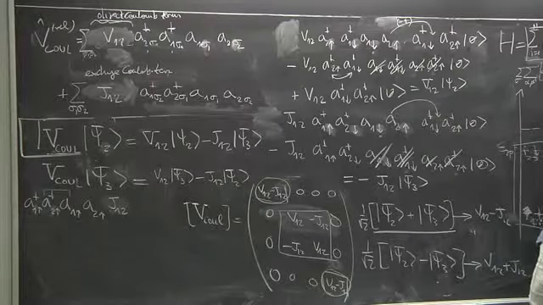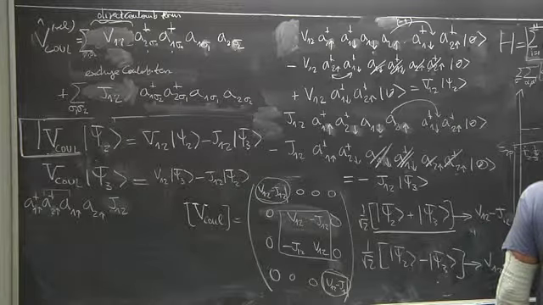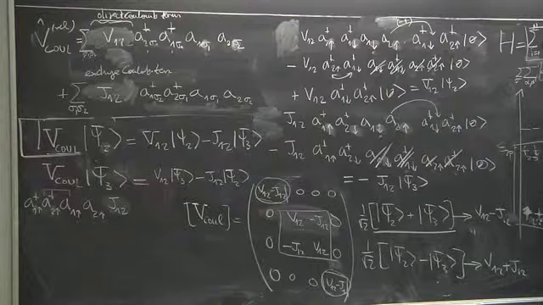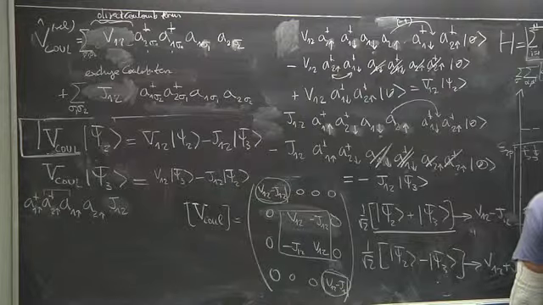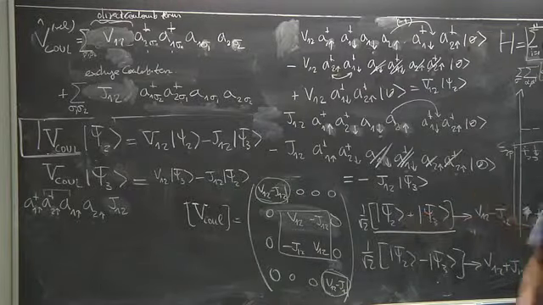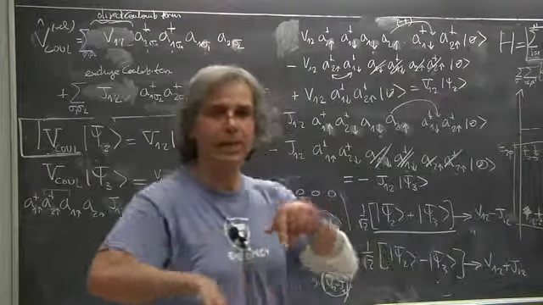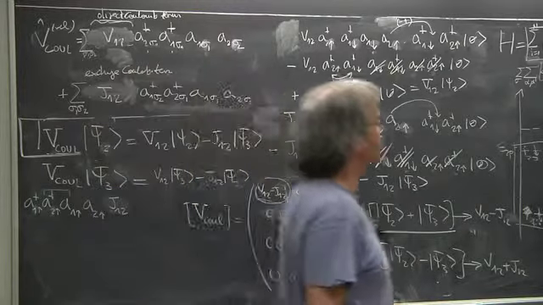The third combination is this plus that. So a dagger 1 up, a dagger 2 down, plus a dagger 1 down, a dagger 2 up. Okay? So this is the element that is written there. Okay? Up, down, plus down, up. It's the third element of the triplet.